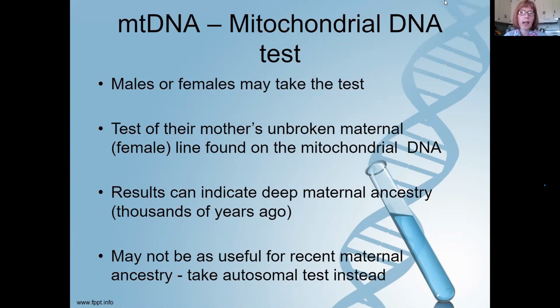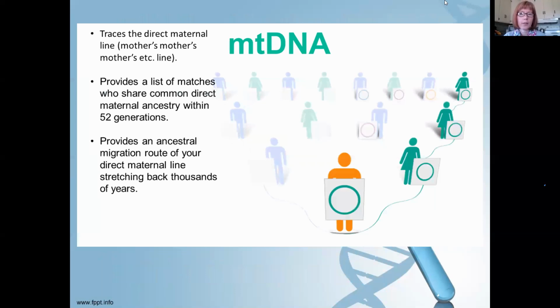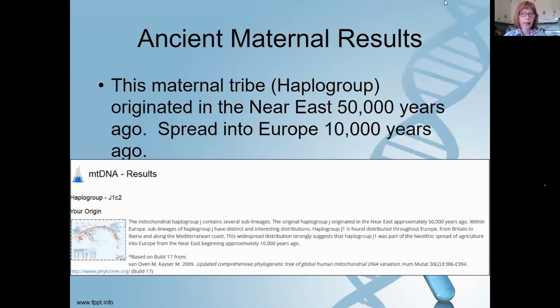So this is the line that it's going on. The person at the bottom there in the yellow is the person getting tested, and it's going on their mother's line. You're going to get an ancient result again, like you did for the male line test. So you're going to get a haplogroup. This will be your maternal tribe and their origins. So this is my mom's maternal origins.